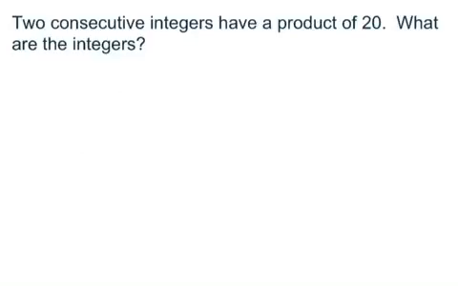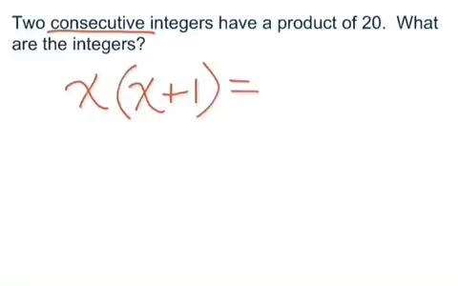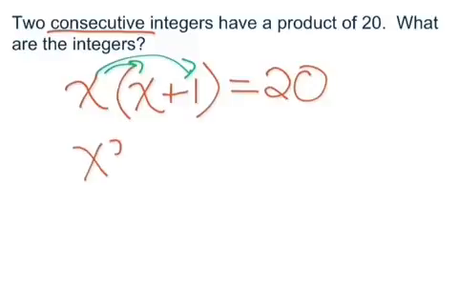Let's start by seeing how we could write a quadratic equation from a word problem. Let's say you have two consecutive integers that have a product of 20. What are the integers? Consecutive is a really important word here because it tells us that if one of the numbers is x, the next number will be x plus 1. And we know that when we multiply those together, we're going to get 20. So we can write the following quadratic equation after we distribute the x over here. X squared plus x equals 20.